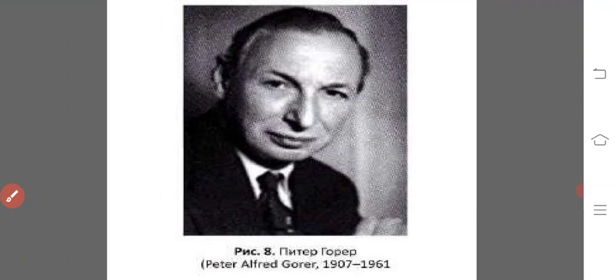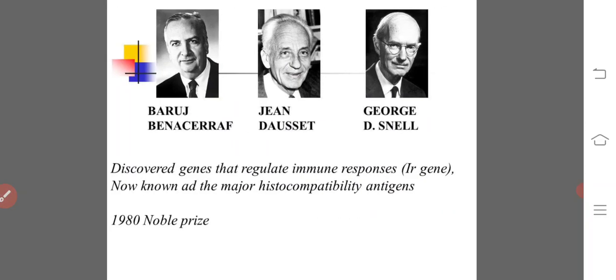See, it was Peter Alfred Gorer, Baruj Benacerraf, Jean Dausset and George D. Snell who discovered the genes that regulate immune responses. The immune response genes, now known as the major histocompatibility antigens, earned them the Nobel Prize in 1980.